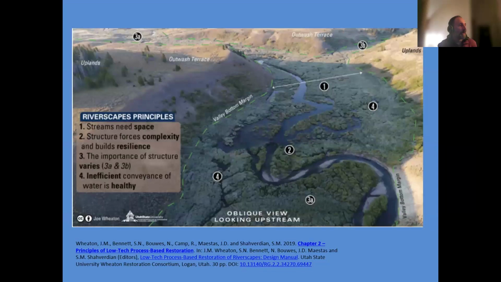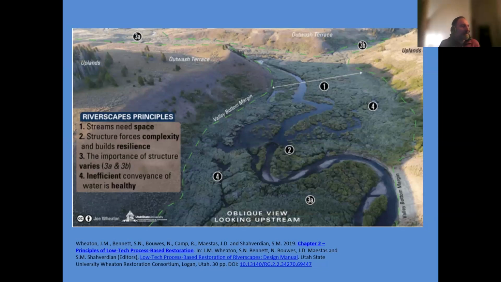So just a couple more slides here. I just want to share a couple of the principles around both riverscapes, as well as low-tech process-based restoration itself. I think there's a total of 10 principles here, and I think they just provide a nice outline of what LTPBR is all about. And then, of course, Jud and Patrick will follow up and provide more detail and more specifics.